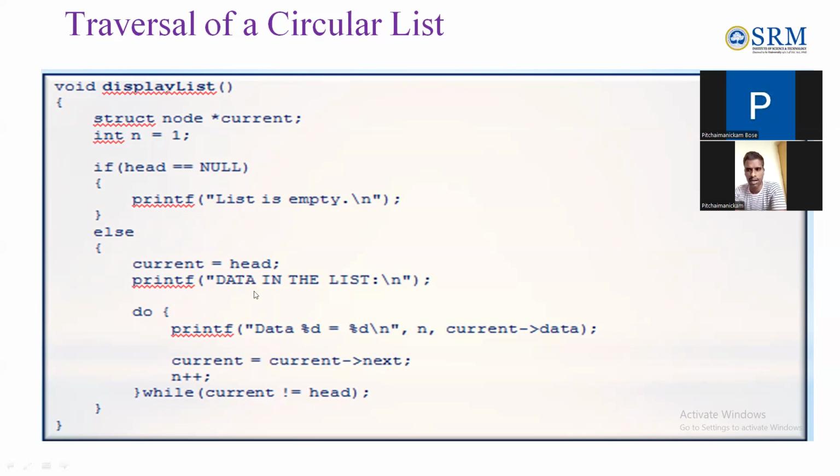Here, while current is not equal to head, this condition should be executed for processing until all the nodes are displayed. That's all. Thank you.